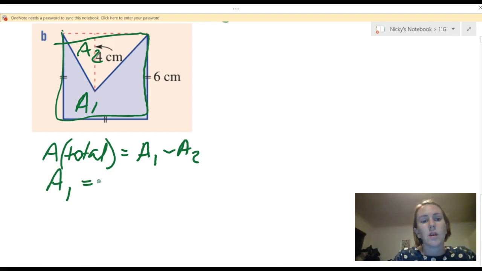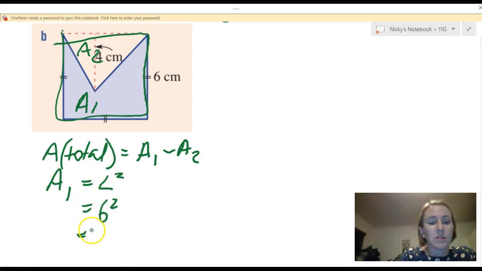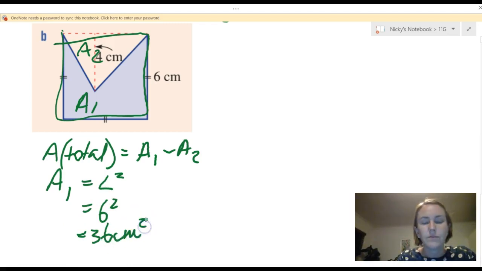Area 1 equals. So you could do L times W, that means length times width, for a rectangle. That would technically give you the right answer here, but actually the area of a square we would write length squared because all the sides are the same. Okay, so in this case that means 6 squared, so that means 36 centimeters squared. Okay, found area 1, let's do area 2.